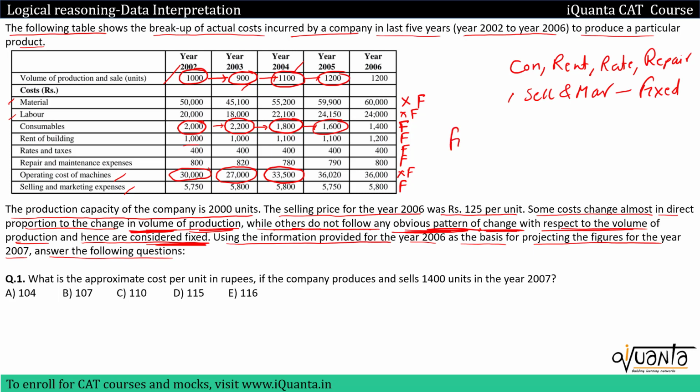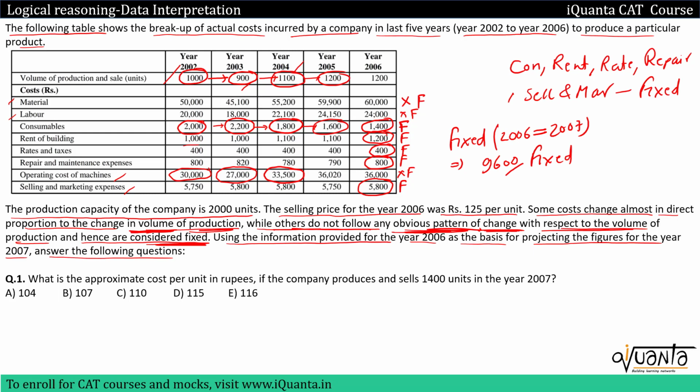So let me find the fixed cost in year 2006, which will also be equal to the fixed cost of year 2007. It gives a total of 1400 plus 1200, that means 2600, 2600 plus 400, 3000, 3000 plus 800, 3800, and plus 5800, that gives us 9600. So 9600 will be the fixed cost for all the years. That means it will be in 2007 as well.